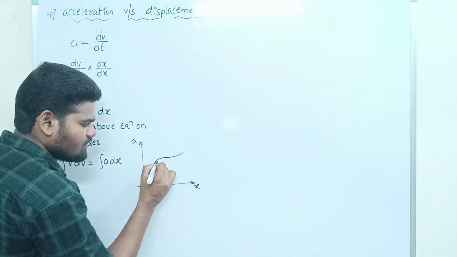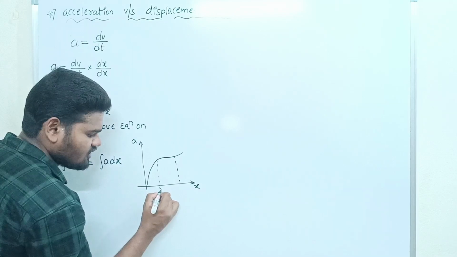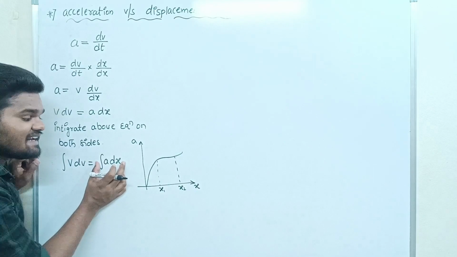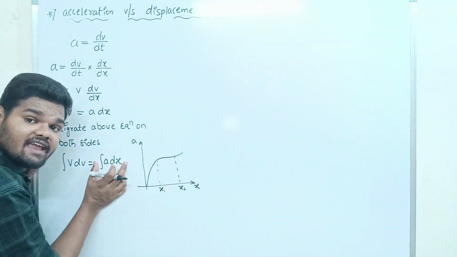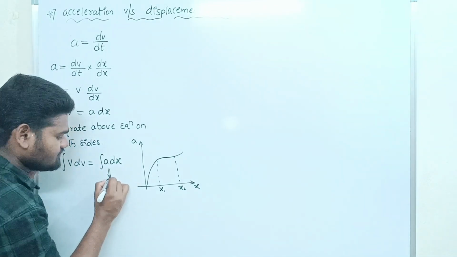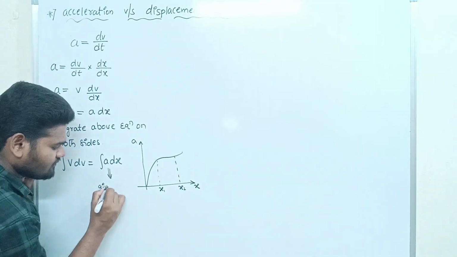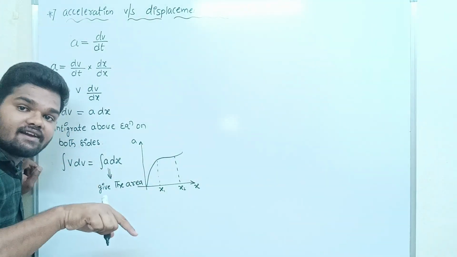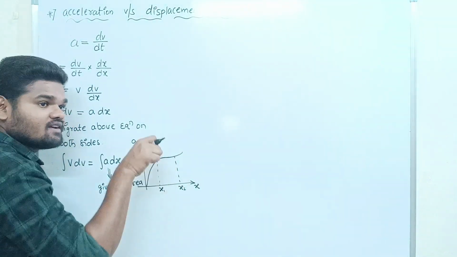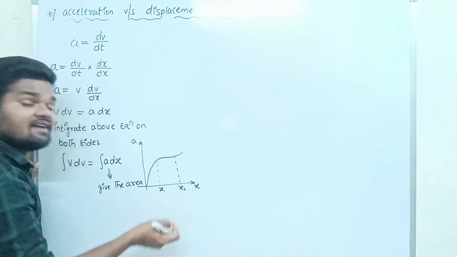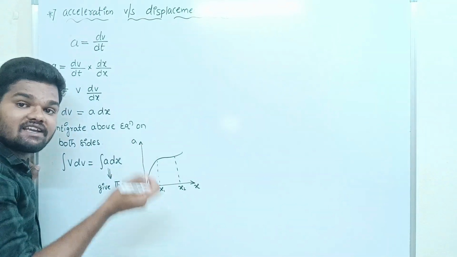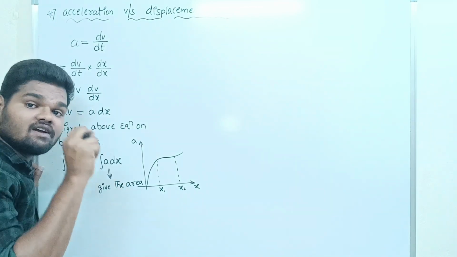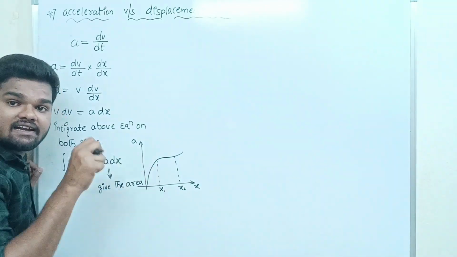At any particular instant of time, the position of the object is, let us say, x1 and x2. What does integration of a dx give? Integration of a dx gives the area covered by the graph. I already explained this in the integration topic. So why do we have to take the area covered by the graph? What does differentiation give? What does integration give? All these things we discussed in two lectures, one on differentiation and another on integration.